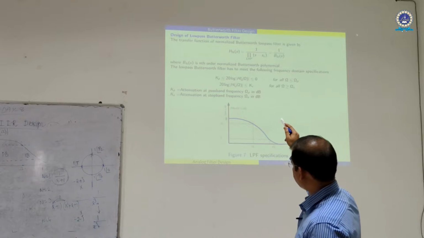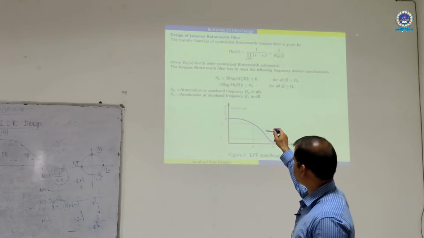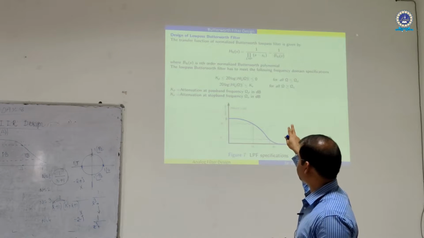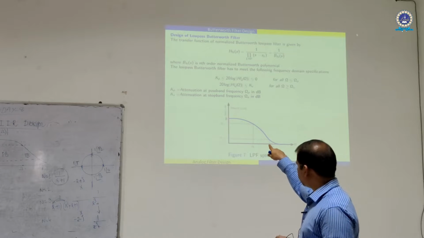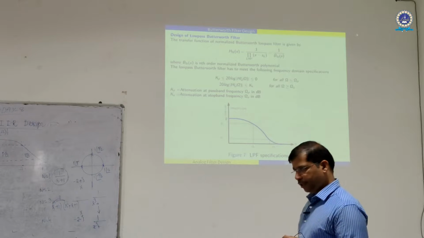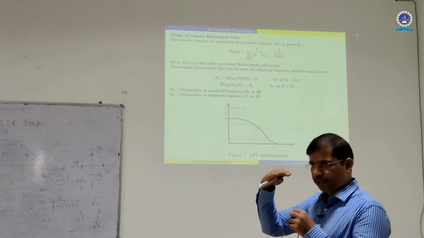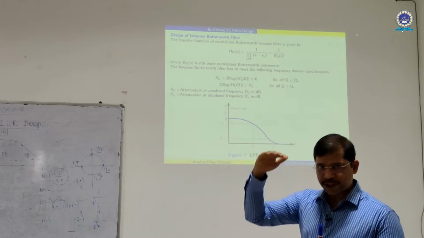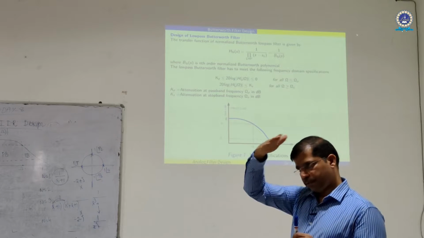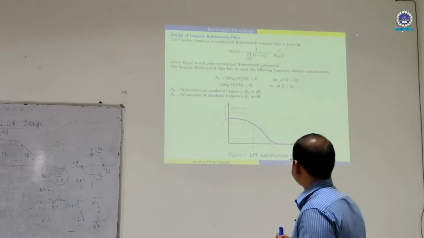And look at those values. It is Kp less than or equal to 20 log H of omega less than or equal to 0. That 0 is correct, which you have on the y-axis, because you are talking about the attenuation. So 0 attenuation in the sense it is the maximum allowable frequencies.